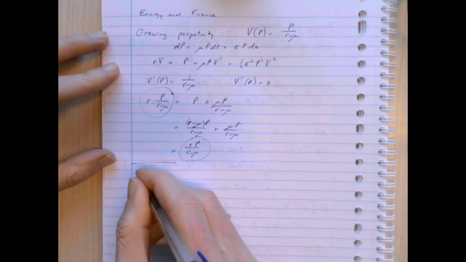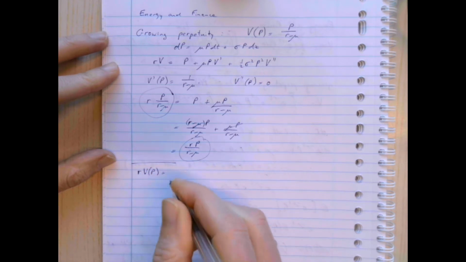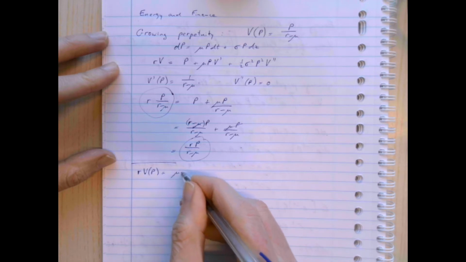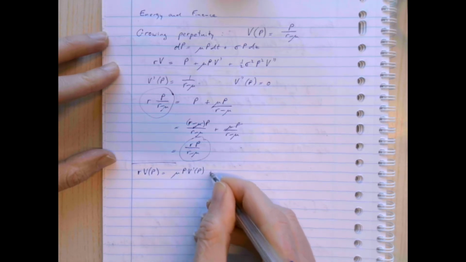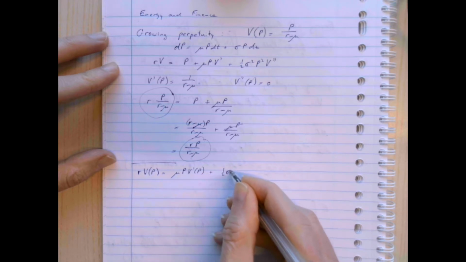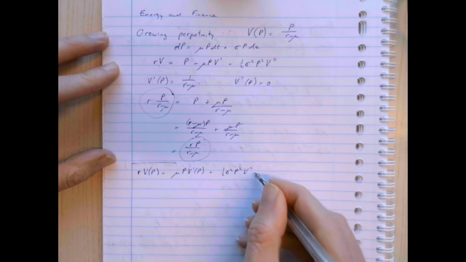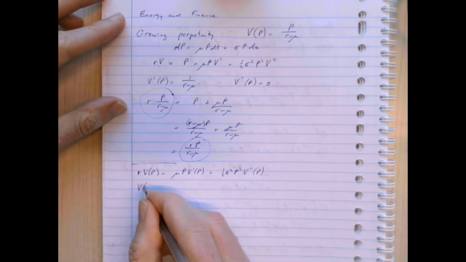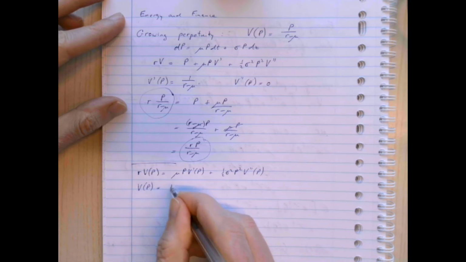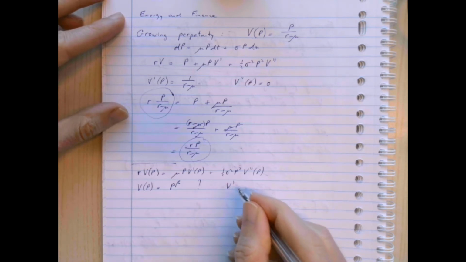So we have the Bellman equation: r times V(P) equals 0 plus mu times P times V'(P), the first derivative, plus a half sigma squared times P squared times the second derivative of V. Let's try whether the power function V(P) = P to the power beta solves this equation. So what's then V'?